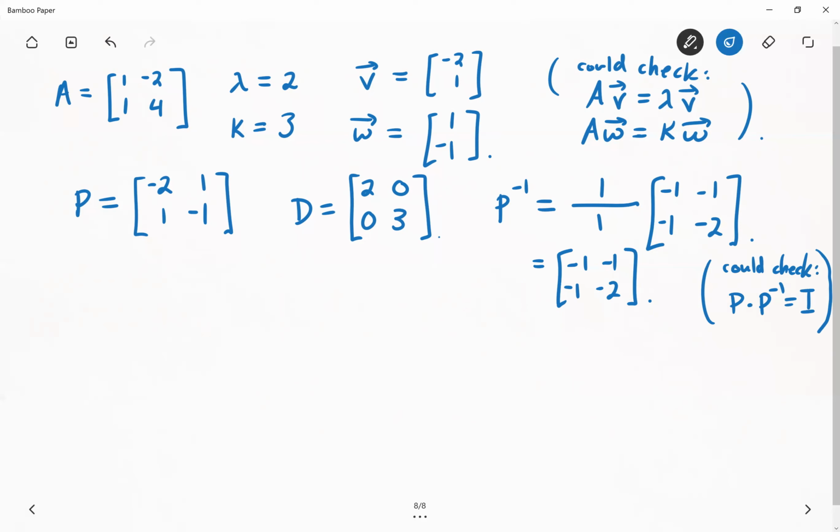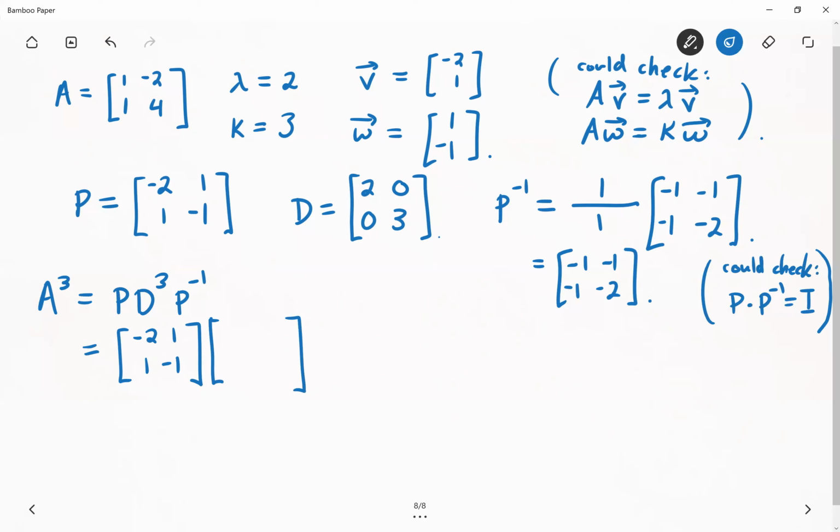All right, so if we want to calculate A cubed, for example, by what we said earlier, we can calculate that as P times D cubed times P inverse. So we have the matrix P, which is -2, 1, 1, -1. Then I'm going to calculate D cubed.